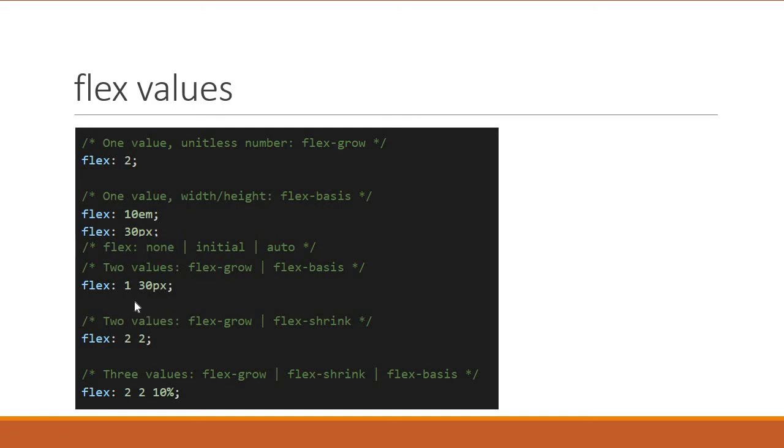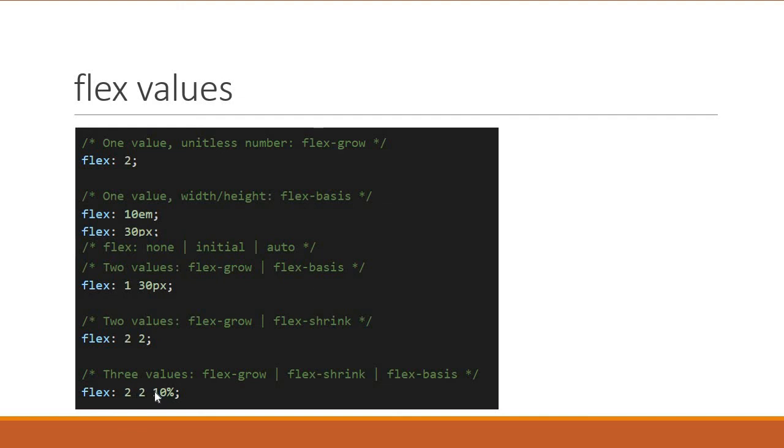Now with the two value syntax, the first value must be a unitless number and it is interpreted as flex grow, and the second value must be one of either a unitless number, in which case it is interpreted as flex shrink, or a valid value for width, in which case it is interpreted as flex basis.